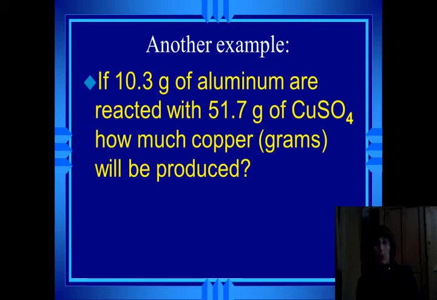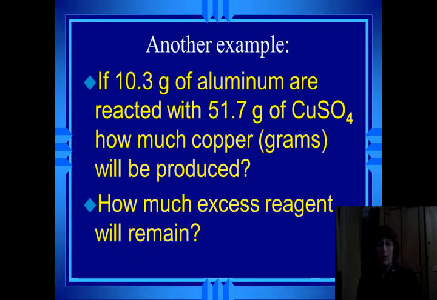Okay, another example. What if we have 10.3 grams of aluminum and we react it with 51.7 grams of copper sulfate? How much copper is going to be produced? So we're going to have a single replacement reaction, so the first thing you have to do is write out the balanced equation. They're asking us more than one question here.